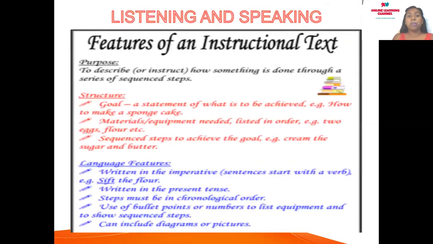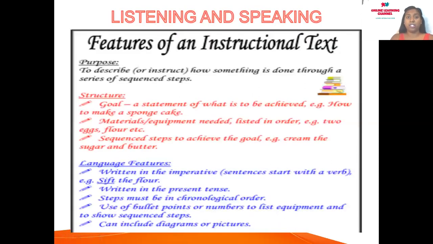Okay, as you can see, before I move on, I got the features of an instructional text. How would we know which is an instructional text? We have to look at it and we have to find out what it is, right? The purpose of an instructional text, like they're saying there, is to describe or instruct how something is done through a series of sequenced steps. Remember, for a recipe, we can use instructions. We can use it to make, like how I have, to make slime, to make anything. Okay, a set of instructions that we have to follow to reach a certain point or to end up making something, right?